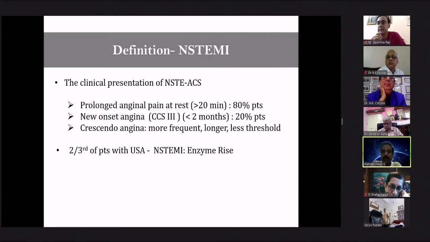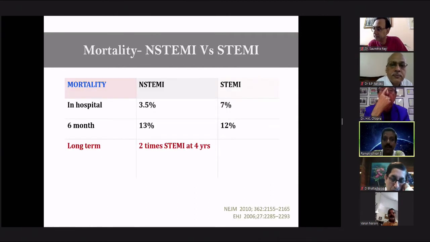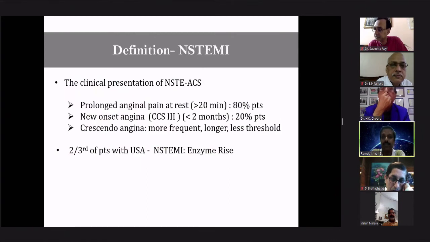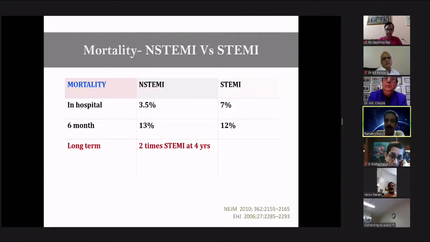Most commonly, 80% of patients present with prolonged anginal pain at rest, and new onset angina is actually only 20% of patients, and crescendo angina can also be found in some percentage of patients. And 2/3 of patients of unstable angina are NSTEMI, showing an enzyme rise. Somehow we have a habit of telling our patients she has a mild heart attack. This is a very common term that is used liberally by a layperson as well as the attendants. But it's not a minor heart attack. Let me assure you this.